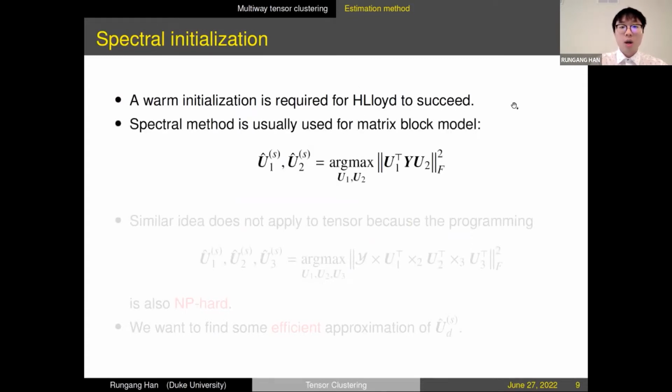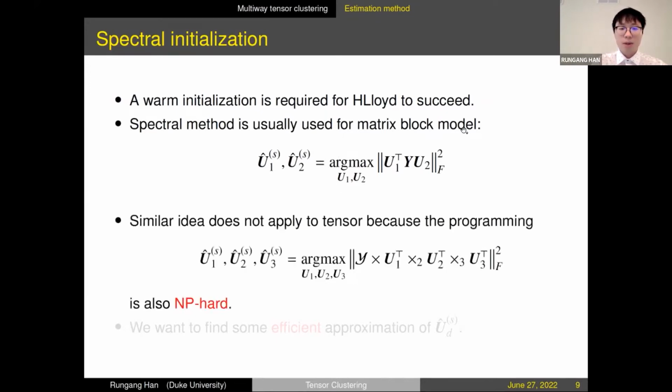In statistics, we usually apply the spectral method when we are doing data analysis for matrix models. Essentially by the spectral method, we can calculate two singular subspaces, U1 hat and U2 hat, which maximize this kind of projection value. But a similar idea does not directly apply to tensors, because if we similarly write down the same objective, we will still find that this programming is NP-hard.